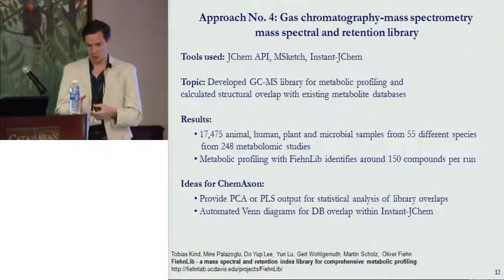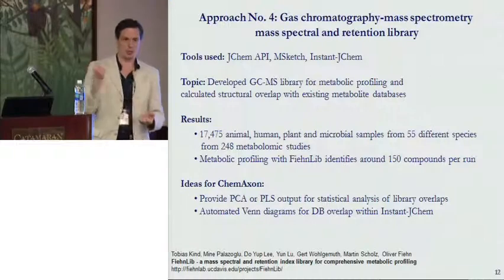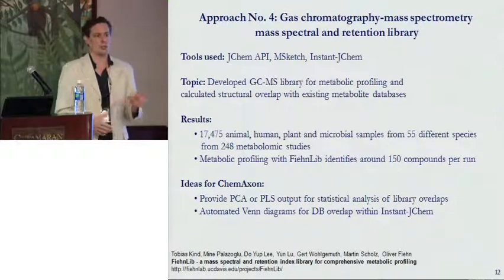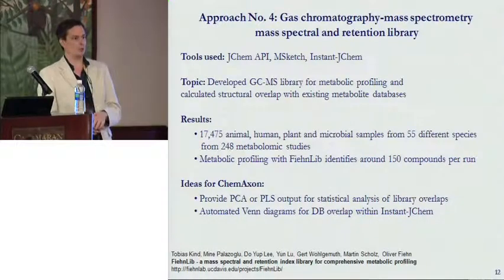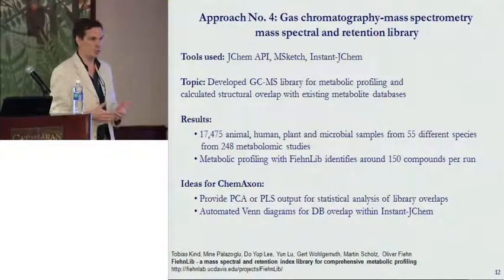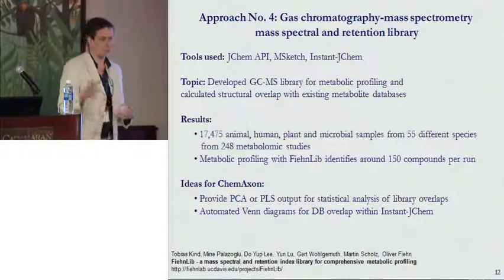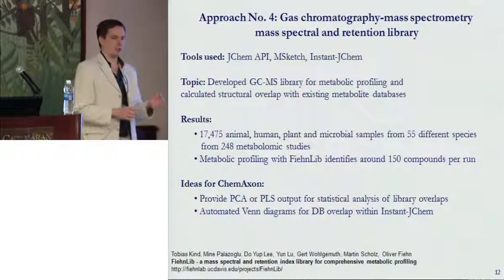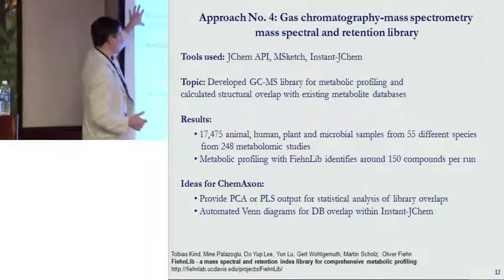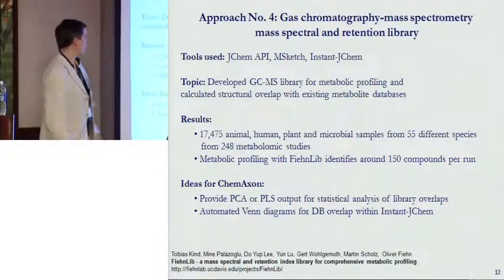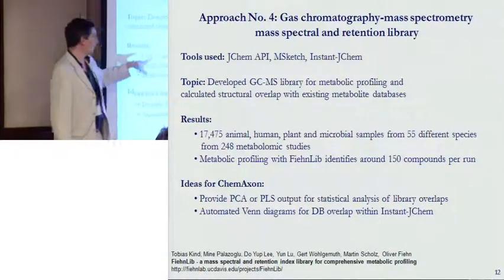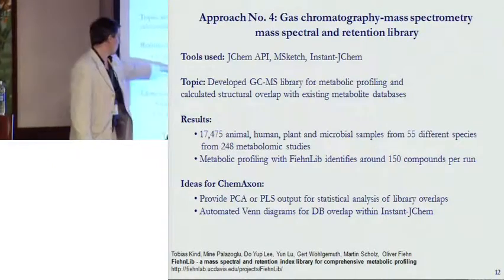And you can imagine if you take a serum sample, 20 microliters, you put it into a GC-MS or a comprehensive GC times GC, two-dimensional GC-MS, you can see between 5,000 and 10,000 peaks. And you can run that for a series of maybe 5 to 10,000 different samples over the range of a month or years. And the problem is you only identify maybe around 150 of those 10,000. That is because the library is so small compared to the range of metabolites. So we have right now around 17,000 animal, human, plant samples from 55 different species and from 248 metabolic studies.